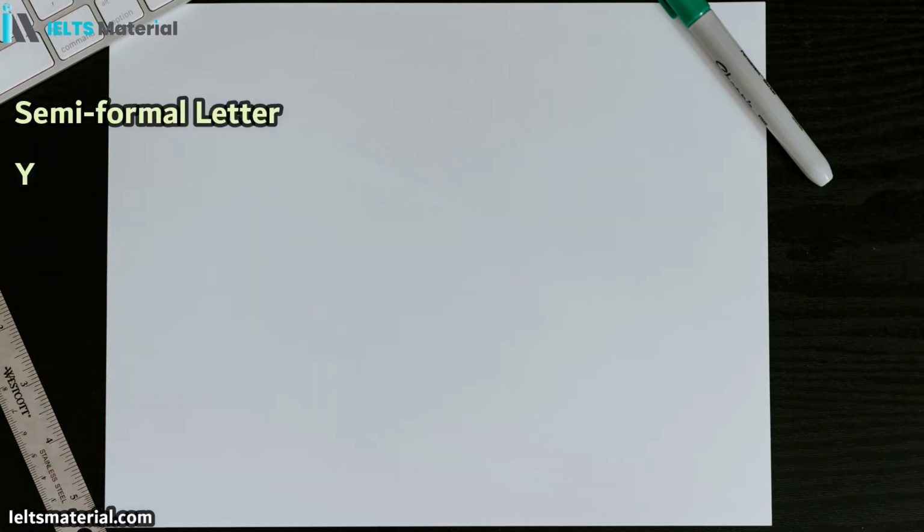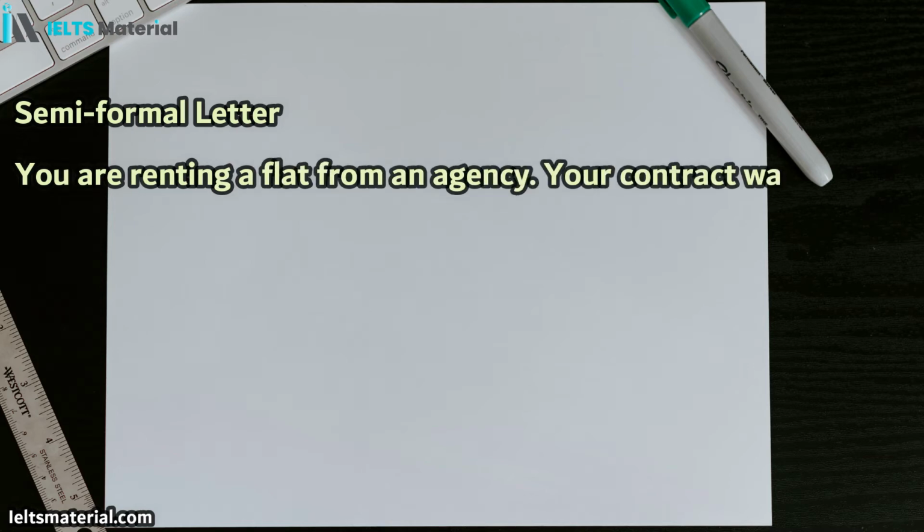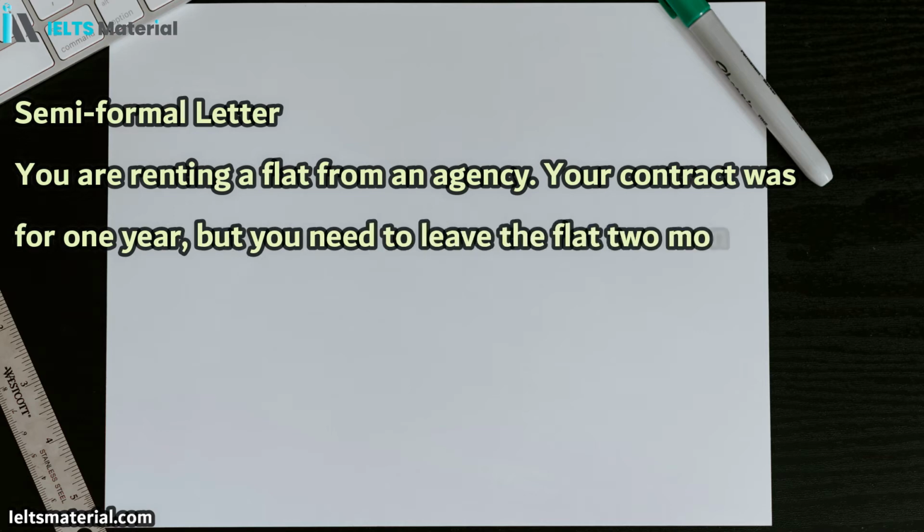The least popular is the semi-formal letter. This is to someone you know, but again, it might be a colleague or maybe a landlord. And here's a prompt that's a good example.